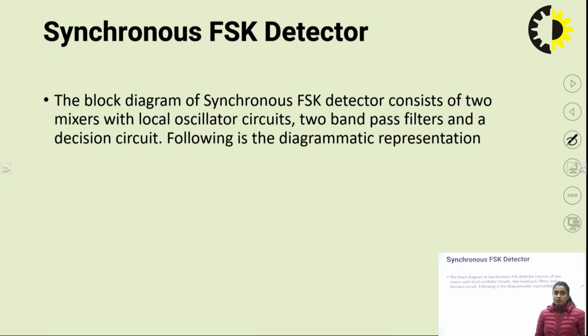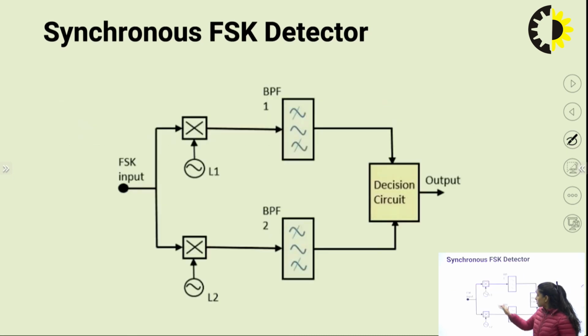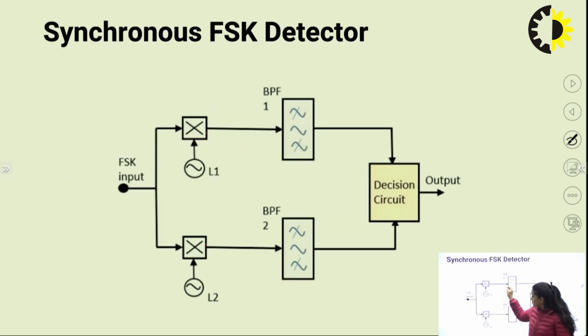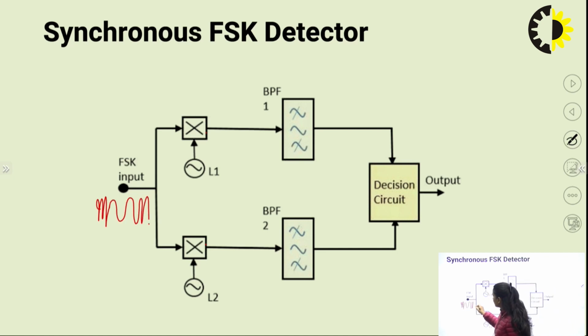After asynchronous, let's talk about the synchronous FSK detector. It consists of two mixers, a local oscillator circuit, two band pass filters, and also a decision circuit. Let's see. As mentioned, two mixers or product modulators, two oscillators, two band pass filters, and a decision circuit. How does it work? The FSK signal input is given to two mixers with local oscillator circuits. These two are connected to two band pass filters. True. One of the inputs is FSK. Another is a locally generated carrier.